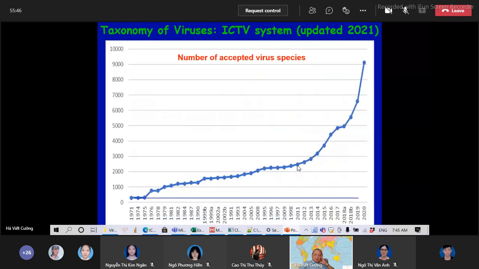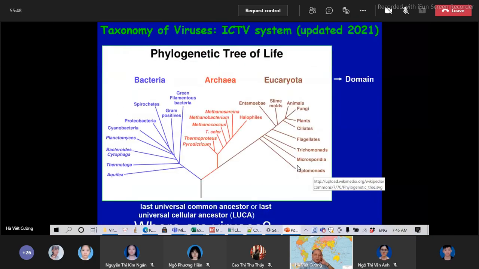Now we move on to the next slide. Everyone, please. Do you know this picture? Very famous picture about the tree of life.